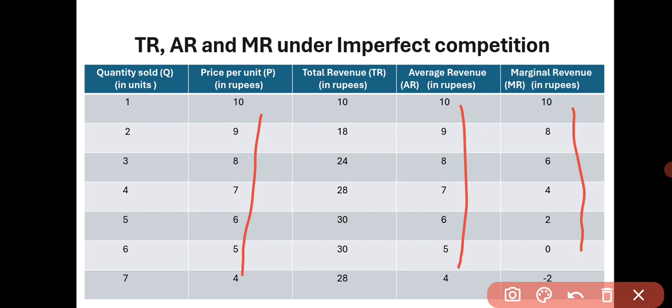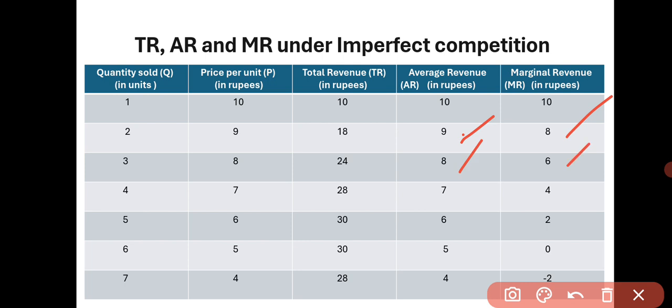You see here, it is 10 at first, but when average revenue was 9 rupees, marginal revenue at that second unit of the commodity was 8 rupees. When the third unit was sold, average revenue was 8 rupees, but marginal revenue was 6 rupees. When the fourth unit is sold, average revenue was 7 rupees, but marginal revenue was 4 rupees. Similarly, marginal revenue falls more than average revenue.